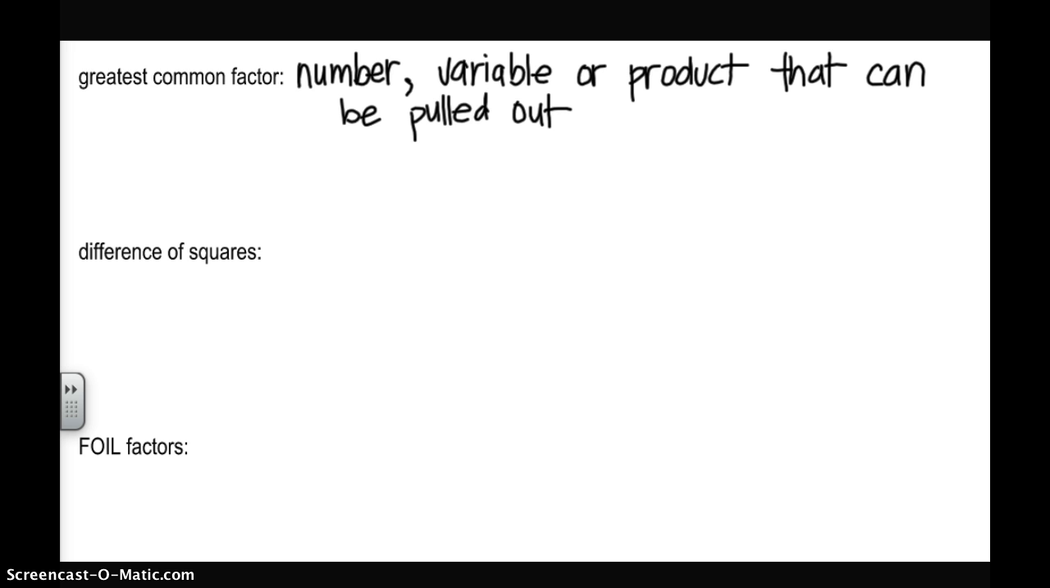Let's look at an example. 6x squared minus 3x. Is there a number that I can pull out of 6 and 3? Yeah, they're both divisible by 3, so I can pull a 3 out to the front. Is there a variable I can pull out? Yeah, both terms have an x, right? Because x squared is x and x. And 6 is actually 3 and 2, and that's where we get that 3 from. So each one here has a 3 and an x. So we pull a 3x out to the front.